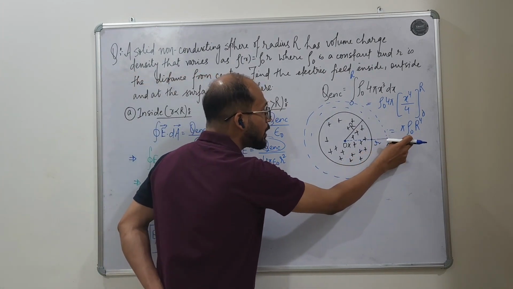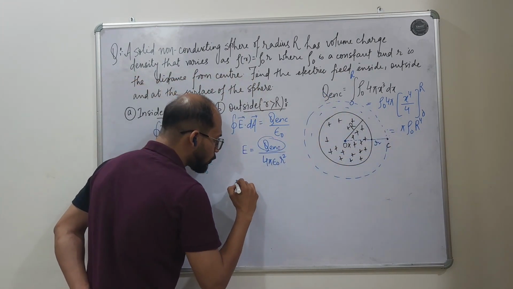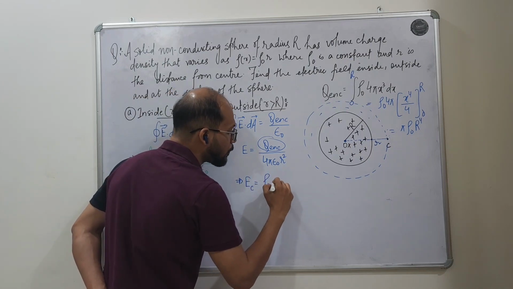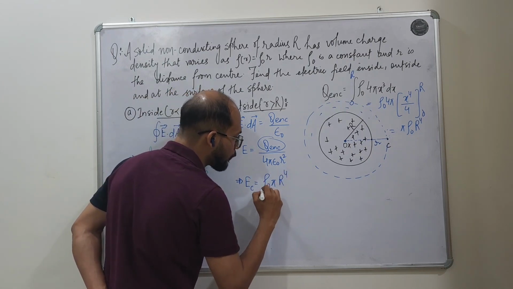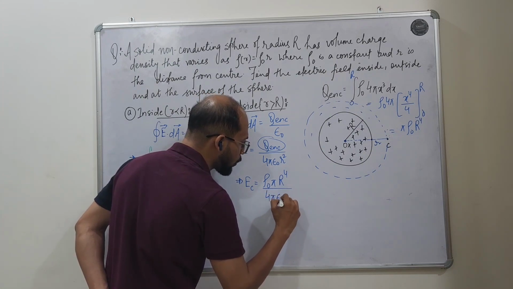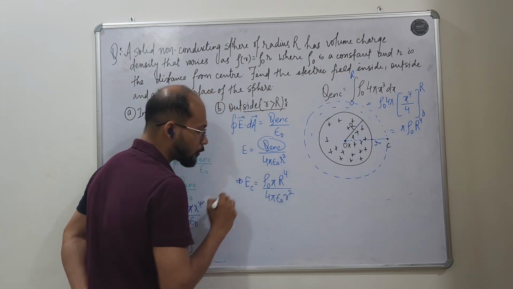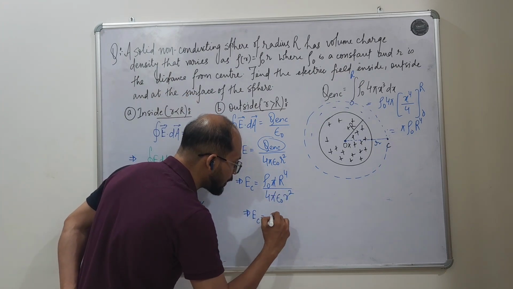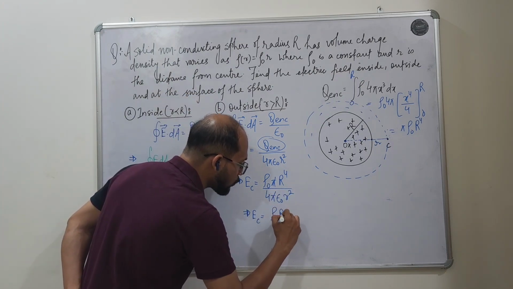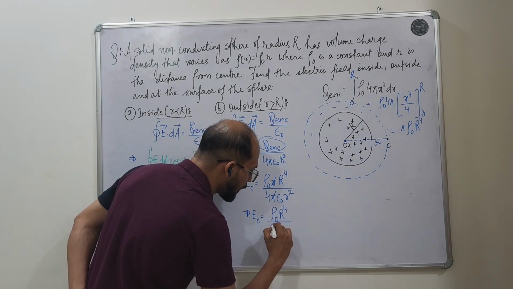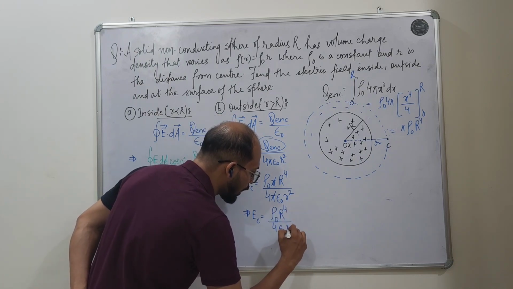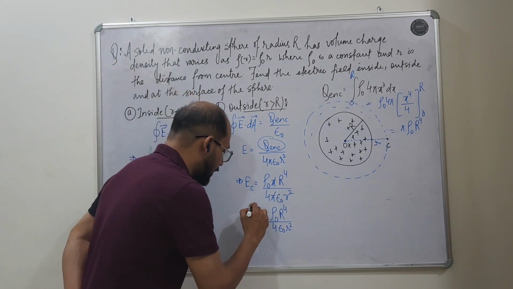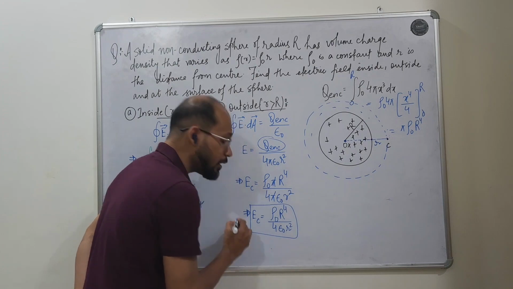Now we will put this formula in this equation. So we will get the electric field at point C. That will be rho naught into pi into capital R raised to the power 4 divided by 4 pi epsilon naught into small r square. So here pi and pi will get cancelled out and I will get the electric field as rho naught into R raised to the power 4 divided by 4 epsilon naught r square. This is the electric field at point C outside the sphere.